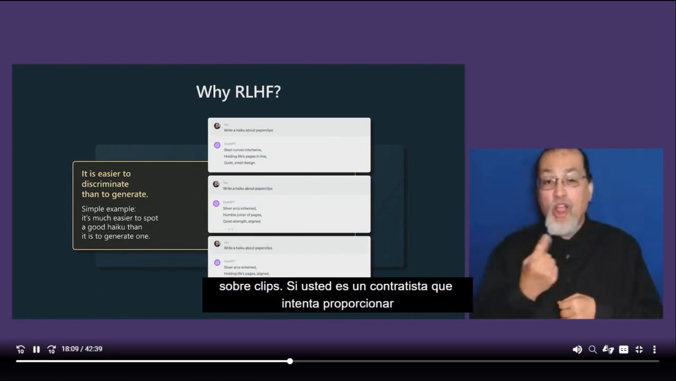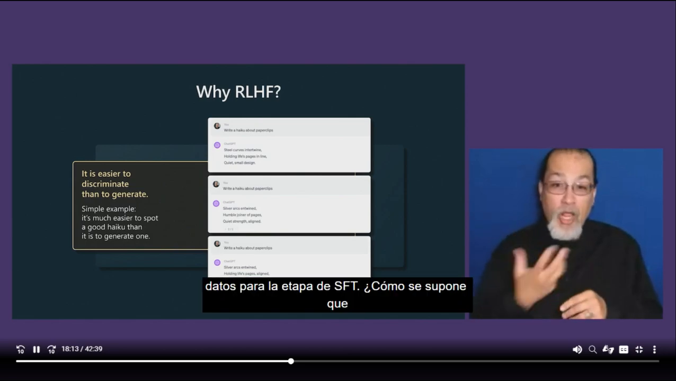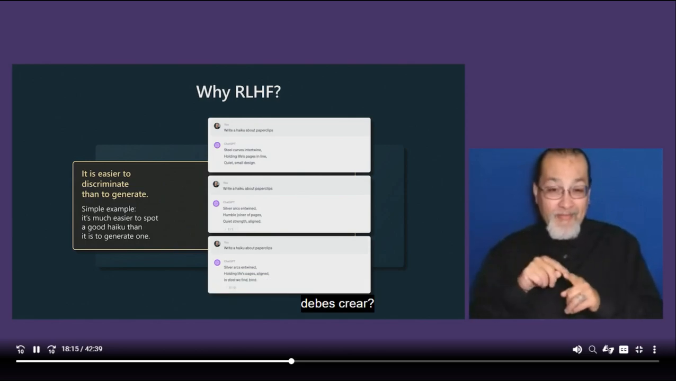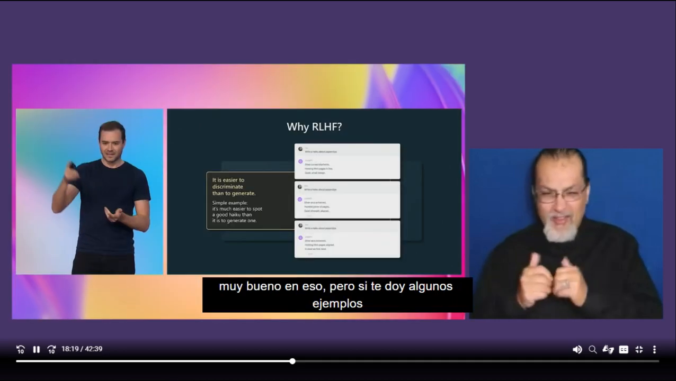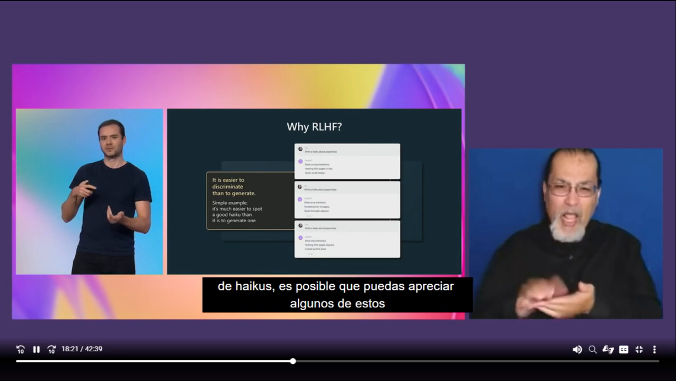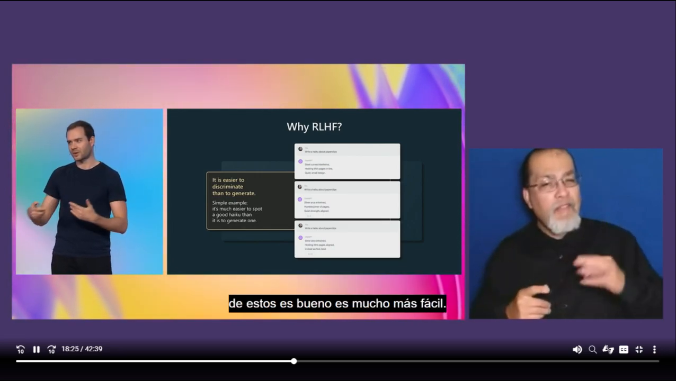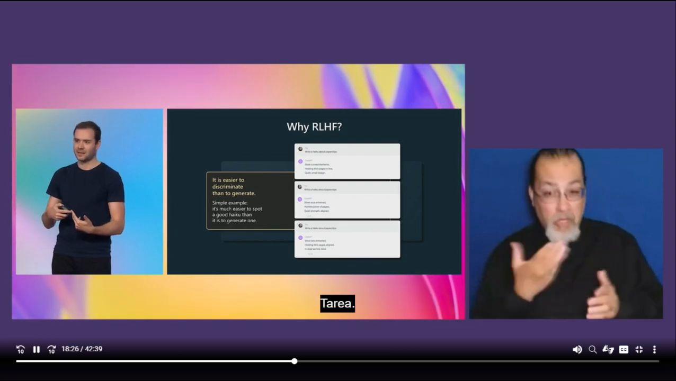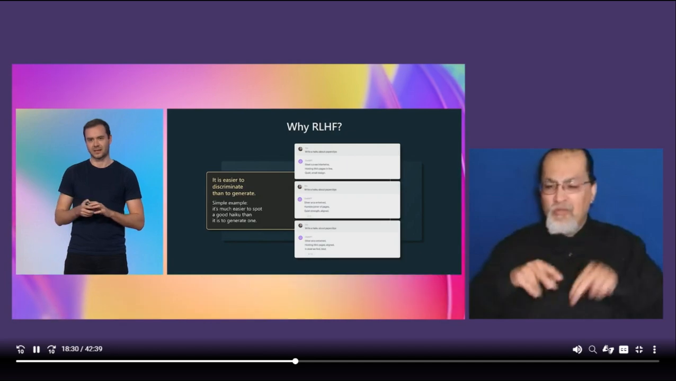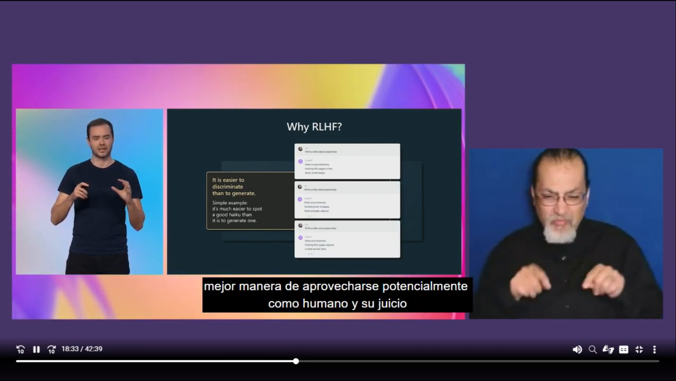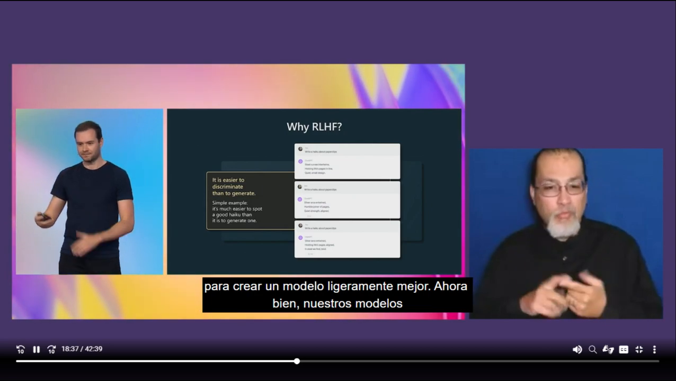If you're a contractor trying to give training data, then imagine being a contractor collecting data for the SFT stage. How are you supposed to create a nice haiku for a paperclip? You might just not be very good at that. But if I give you a few examples of haikus, you might be able to appreciate some of these haikus a lot more than others. And so judging which one of these is good is a much easier task. So this asymmetry makes it so that comparisons are a better way to potentially leverage yourself as a human and your judgment to create a slightly better model.